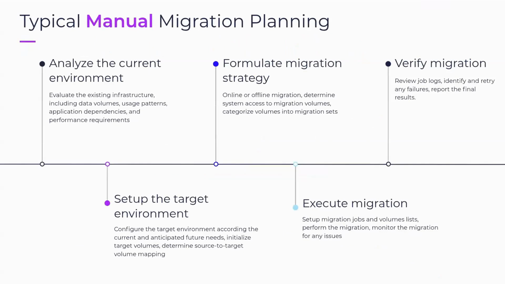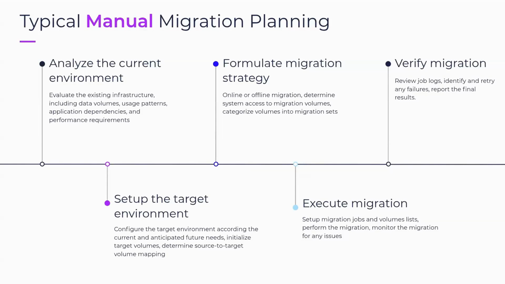The typical migration planning effort includes, first, you need to analyze your current environment. You need to know what infrastructure you have available to you for the data migration. You need to know how many data volumes you have that you're going to migrate. You need to understand the usage patterns and the application dependencies. And then you also need to make sure you understand the performance requirements, because as you do data migrations, this will allow you to do the actual copy while the applications are active and no downtime is required.